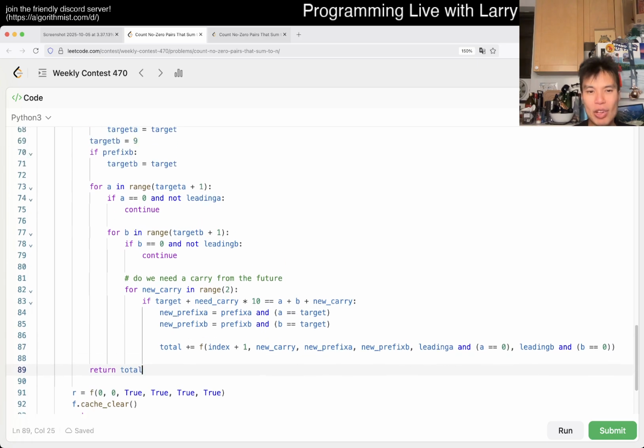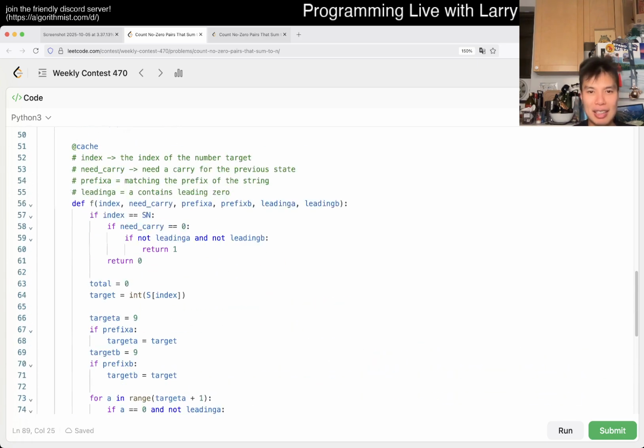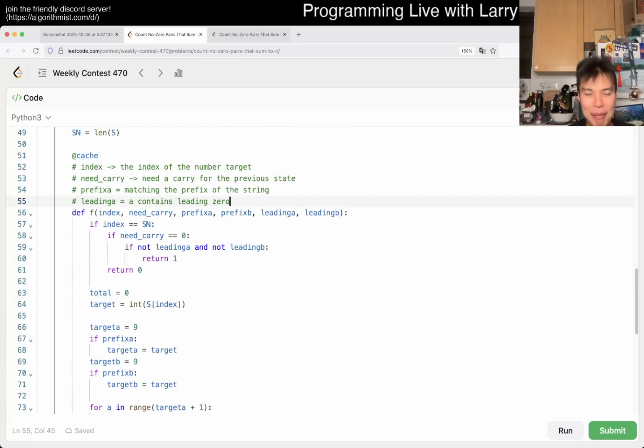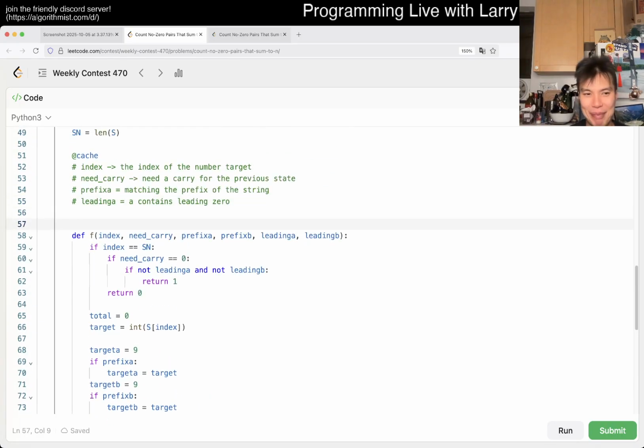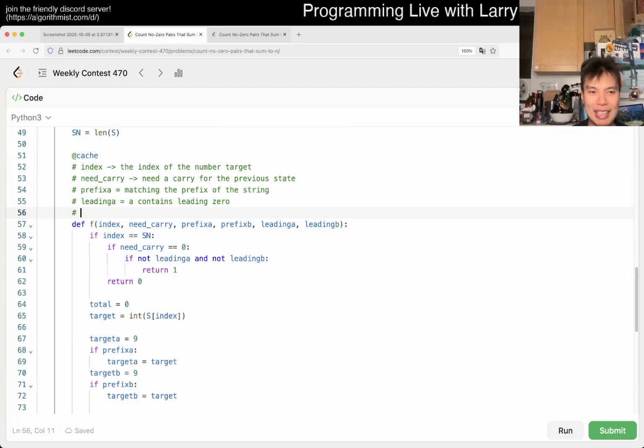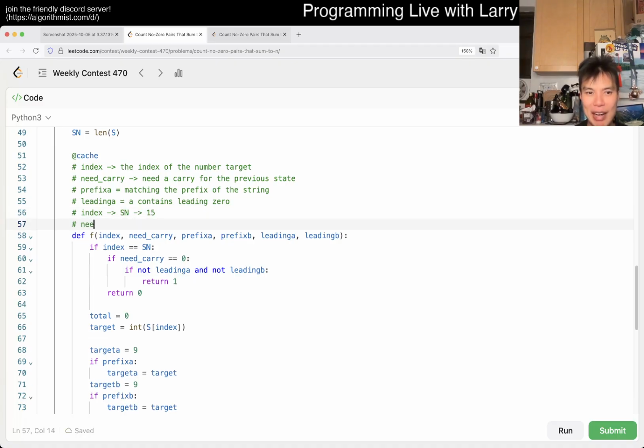And yeah, so that is the sad part. So what is the complexity, right? This is the sad part. Well, index, as we said, is S of n, which is 15, right? Need carry is binary.